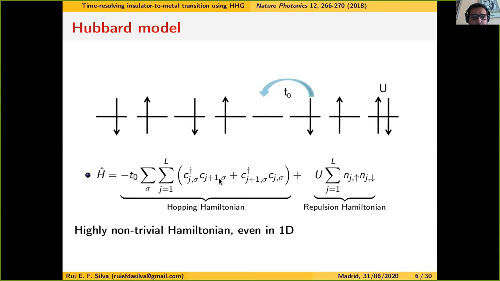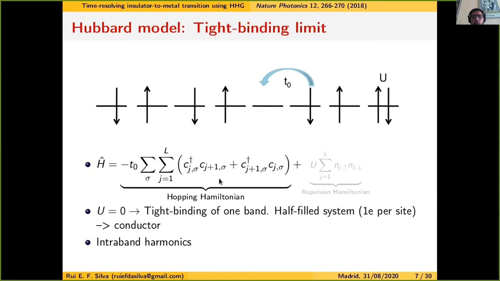So we can look at two limits of the Hubbard model. We can go for the limit where U is very, very small, so we have only tight binding of one band. And in the case that we are going to treat, the half filled system, so we have one electron per site, we have just a conductor.